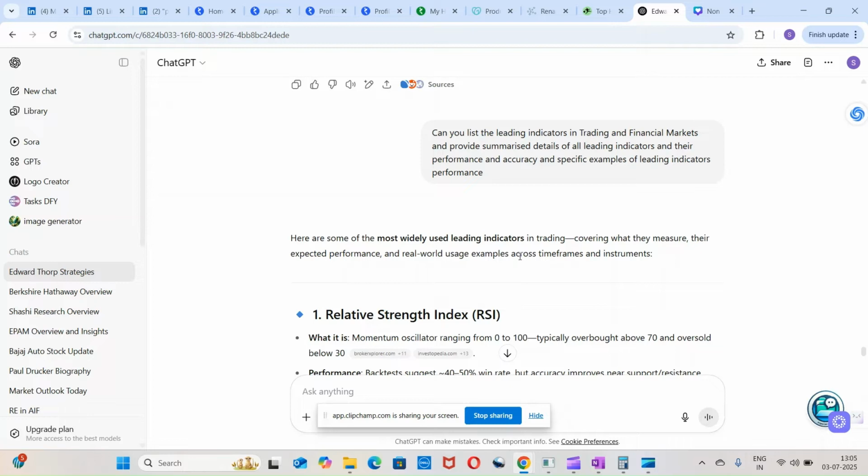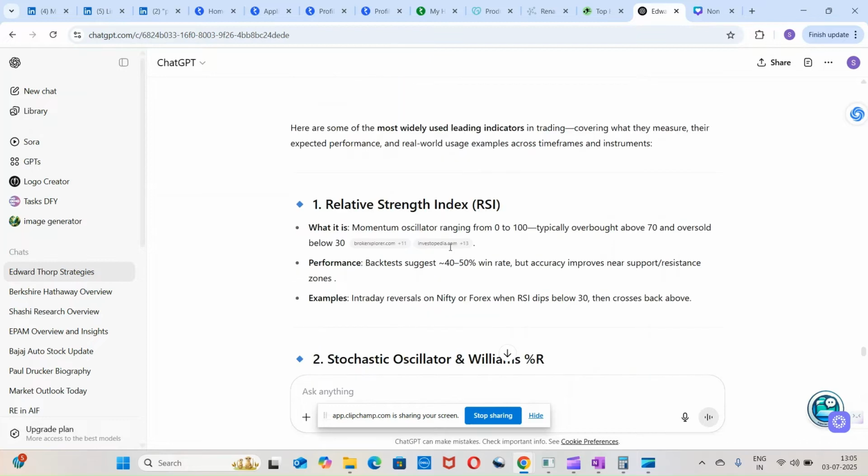So leading indicators basically give you leading signals, or what we can call predictive or prior signals, to trade, which indicate that this is going to happen. That's what a leading indicator is. A lagging indicator basically tells you after the thing has happened. That's what lagging indicators are. So we'll go through the leading indicators for today.